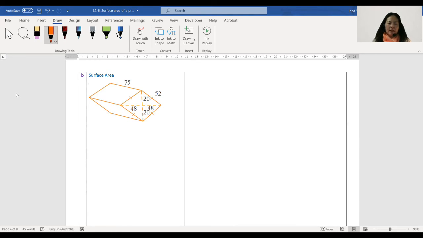Part B. This one's almost like a rectangular prism, but it's tilted. Now, what kind of top and bottom, or front and back if you like, does this one have? This shape is a rhombus. How do I know it's a rhombus? Because the four sides are equal. It's like a square, but it's tilted, so it's a rhombus. I'm just going to write here, rhombus.